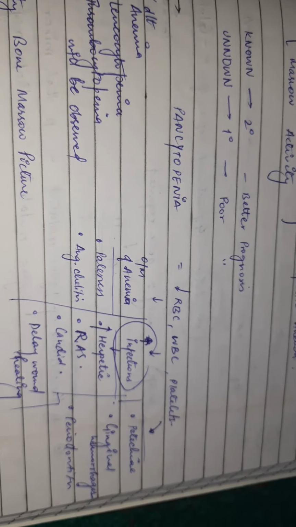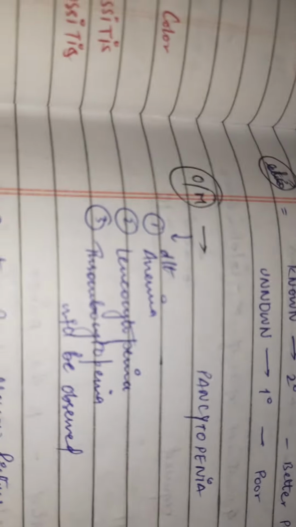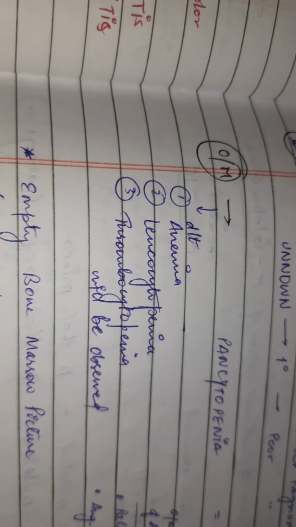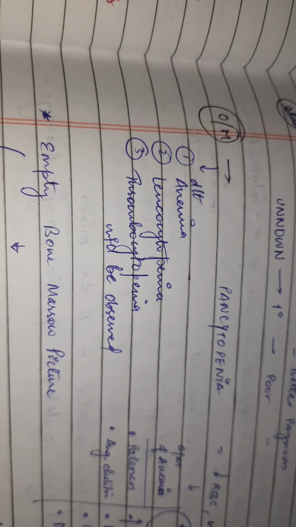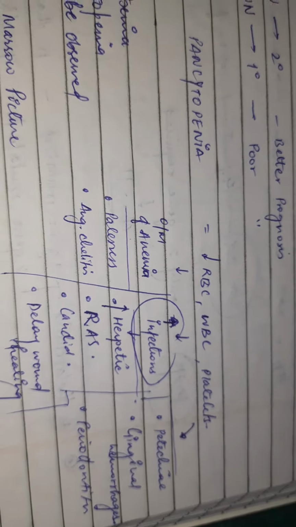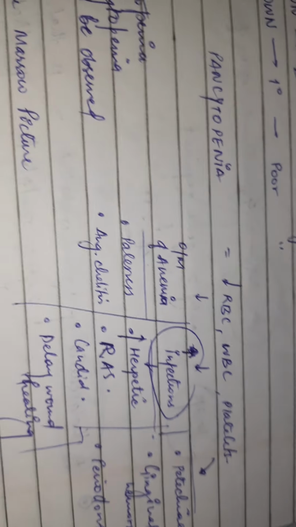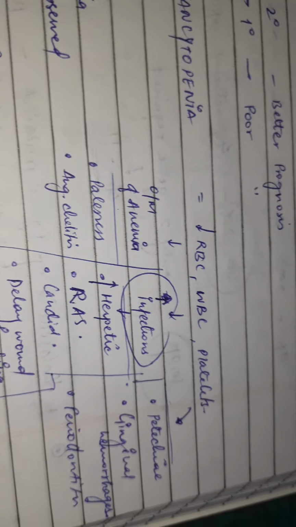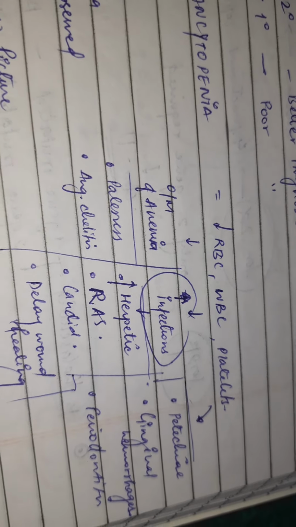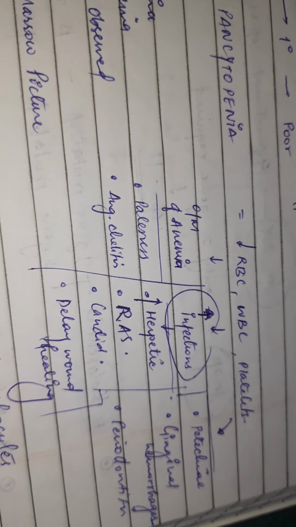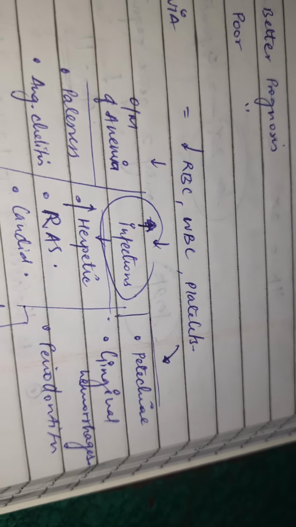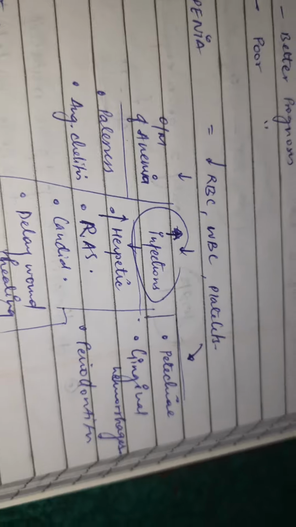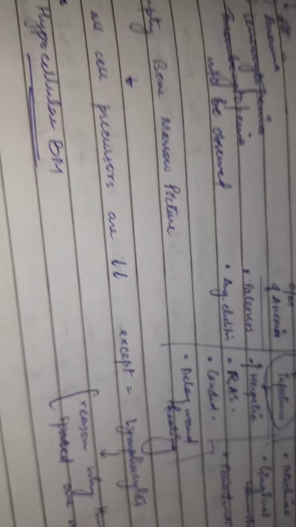decreased RBC, decreased WBC, and decreased platelets. So anemia, leukocytopenia, and thrombocytopenia will be observed. With decreased RBC, there are oral manifestations of anemia like paleness and angular cheilitis. With decreased WBC: increased infections, increased herpetic infections, recurrent aphthous stomatitis, candidiasis, delayed wound healing. With decreased platelets: petechiae, gingival hemorrhages, and periodontitis are seen.